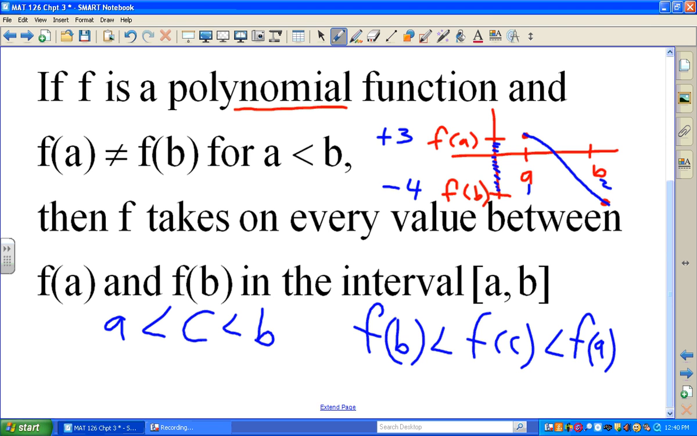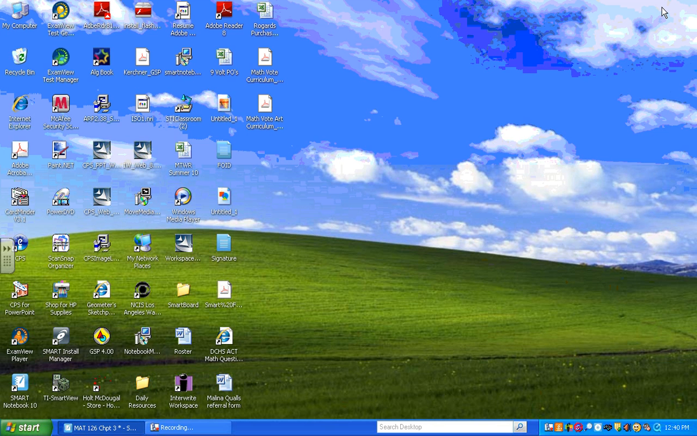And your TI uses this for solving equations. Okay, do you remember doing that on the TI? You don't remember at all? Oh, well, let's go to the TI and do this.